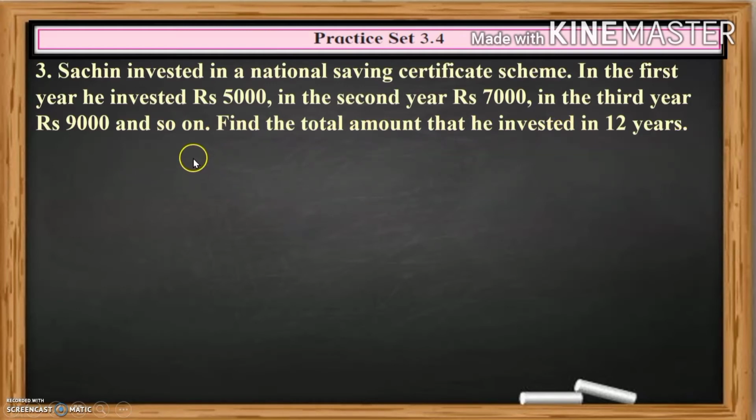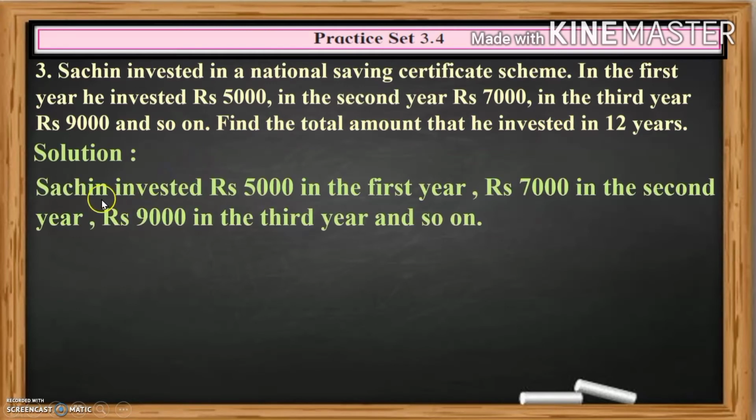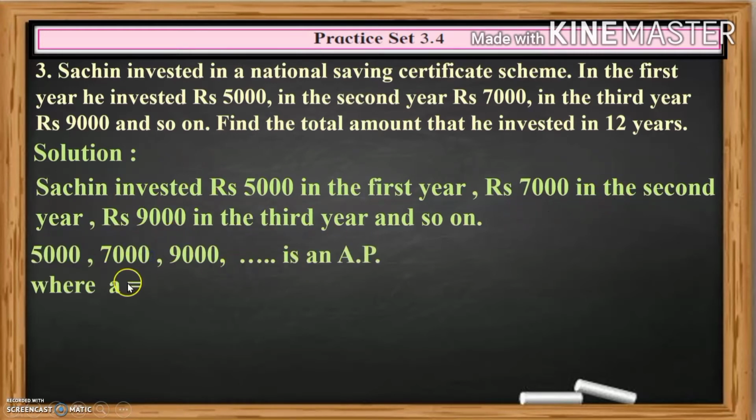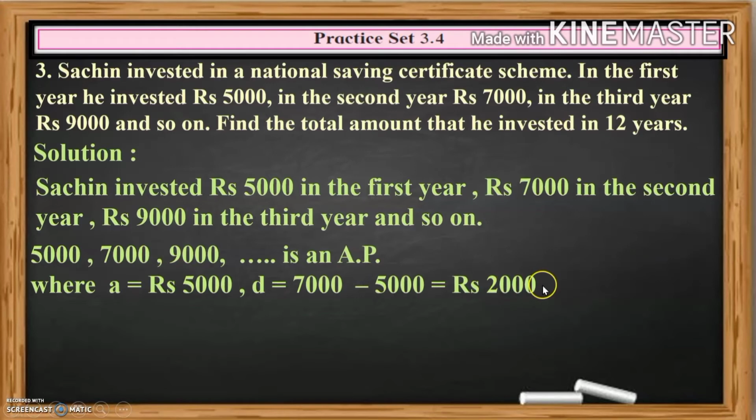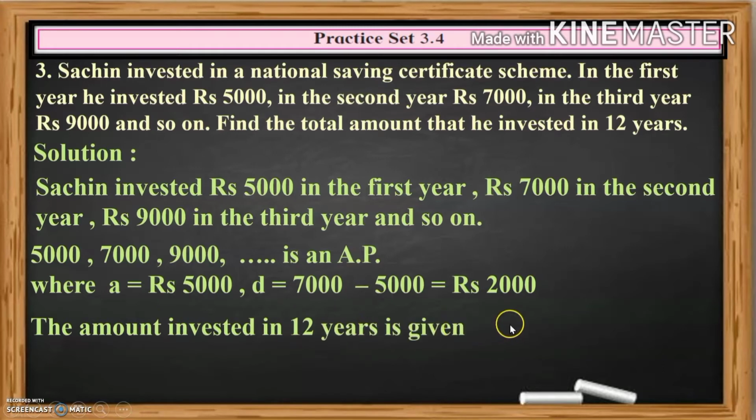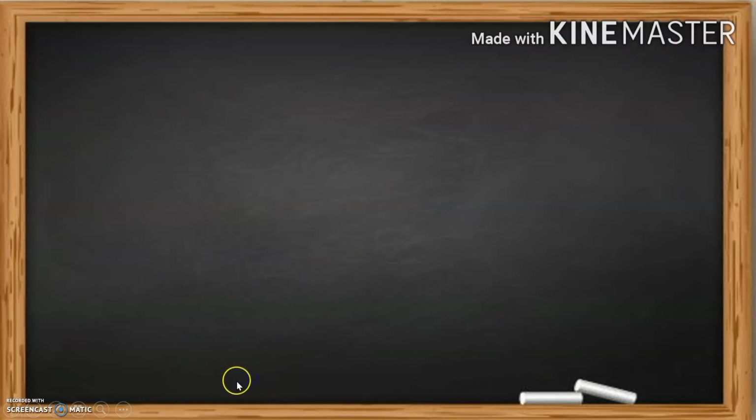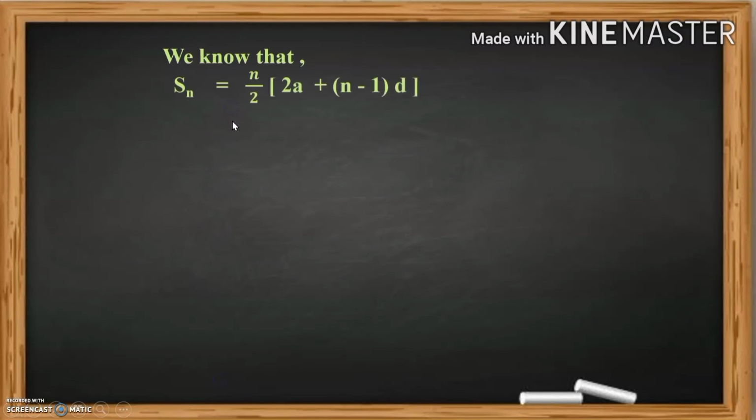So we'll quickly go through the solution of this. Solution says he invested 5,000 in the first year, 7,000 in the second and 9,000 in the third year. So this forms an AP where A is 5,000 and D will be 7,000 minus 5,000, equal to rupees 2,000. So the amount invested in 12 years is given by S12. So we have to find out S12.